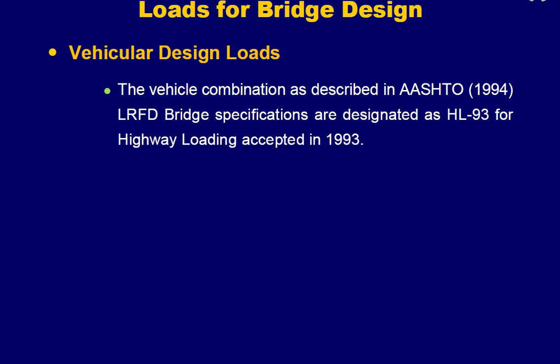The vehicle combination as described in the AASHTO 1994 LRFD bridge specifications is designated as HL93 for highway loading accepted in 1993. So in the United States, they unanimously selected a truck designated as HL93. Why 93? Because it was accepted as a highway loading in 1993, and in the next year, 1994, AASHTO just took it as a standard vehicle for designing bridges. What is the HL93? We will see on the later slides.